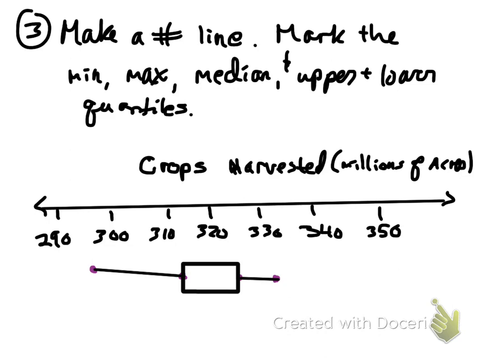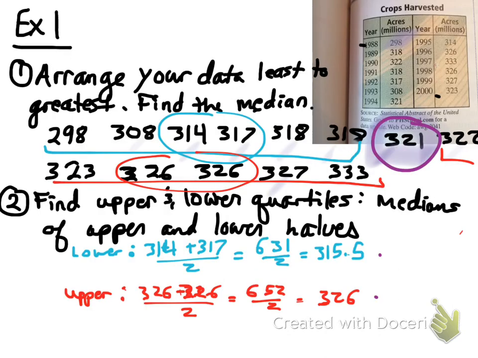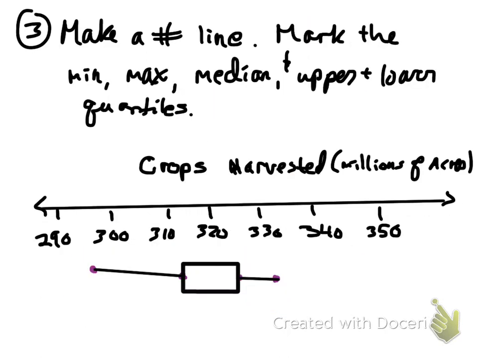Now the median is, let's go back, look at that. My median was 321. So just past 320, I'm going to draw another point and a straight line through the point. Okay, and there's my box and whisker plot. It shows my minimum, my maximum, my lower and upper quartiles, and the median on this set of data.